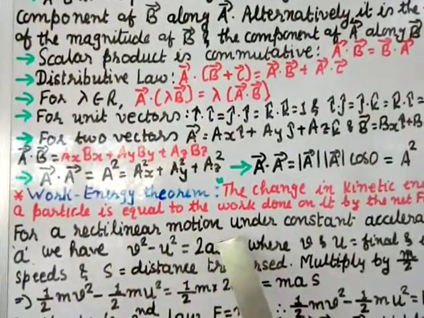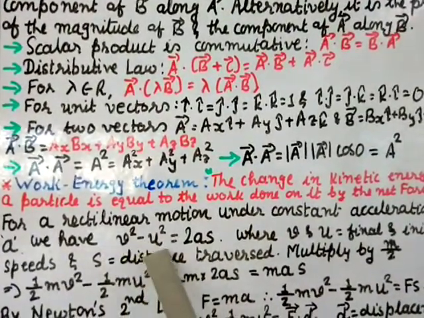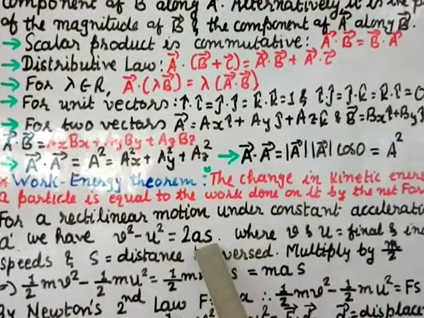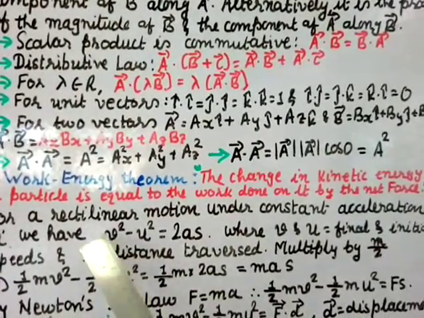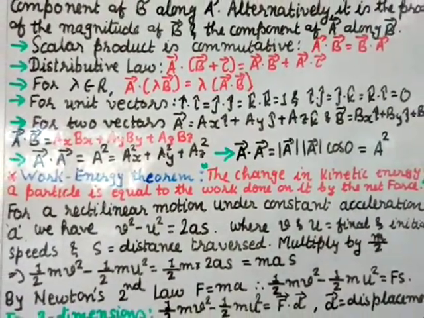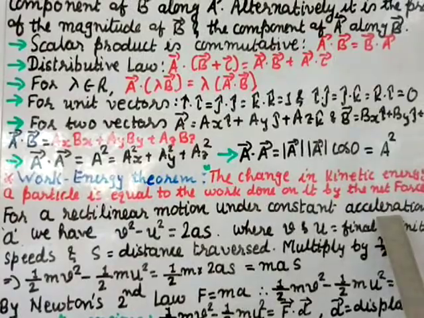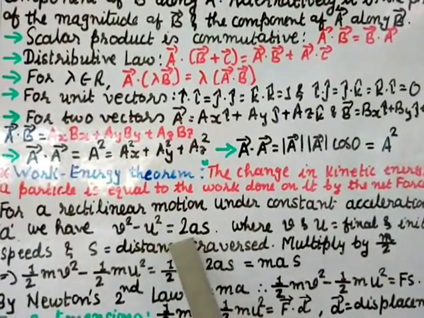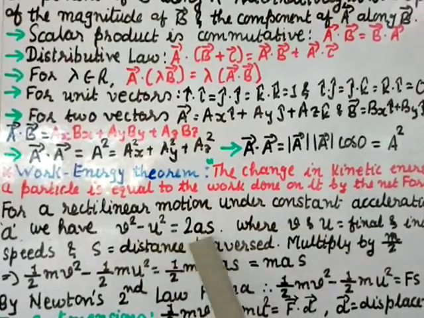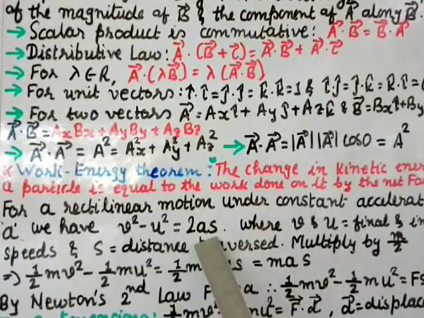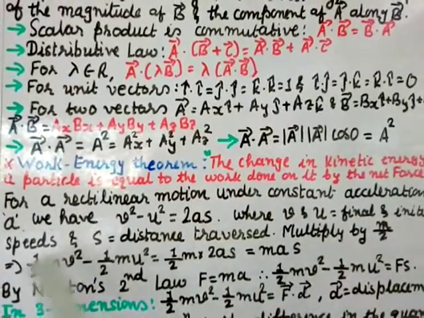For a rectilinear motion under constant acceleration a, we have v square minus u square is equal to 2as, where s is the displacement or distance traversed, v is the final speed and u is the initial speed. Rectilinear means straight motion. So for a constant acceleration a, we have v square minus u square equal to 2as, where a is the acceleration and s is the distance traversed.